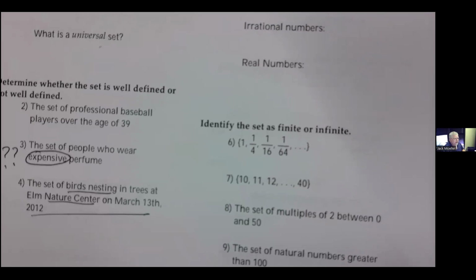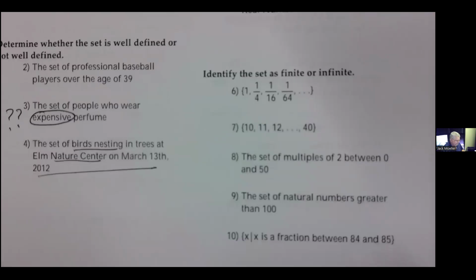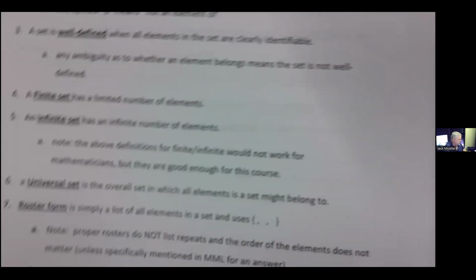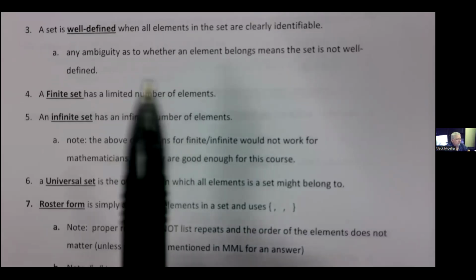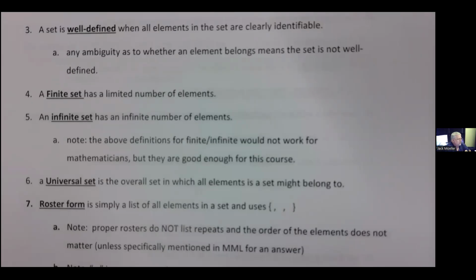Some other things with sets are finite and infinite. Finite sets are where we have a limited number of elements, like the days of the week, which has 7 elements, or the days of the year, which has 365. As long as there's a specific number of elements, that's finite. An infinite set has an infinite number of elements; it basically goes on forever and never stops. Now, the math teacher in me made me put a note here: if this was a math class for mathematicians, my above definitions would not work, but that's more than good enough for this class.